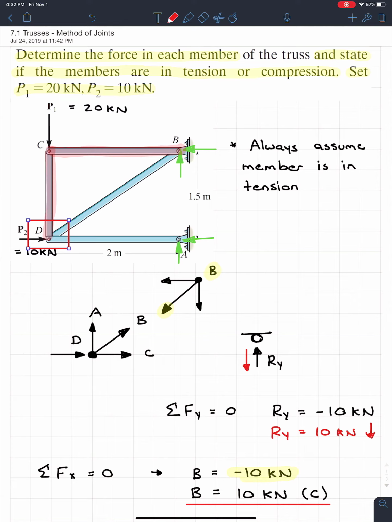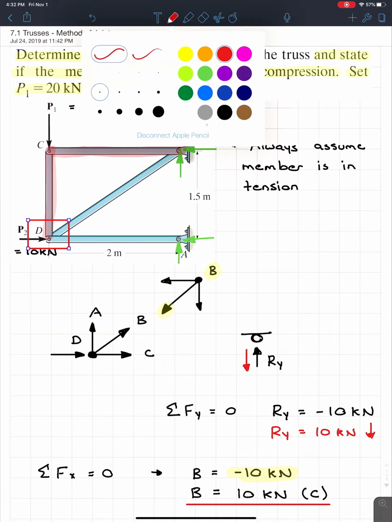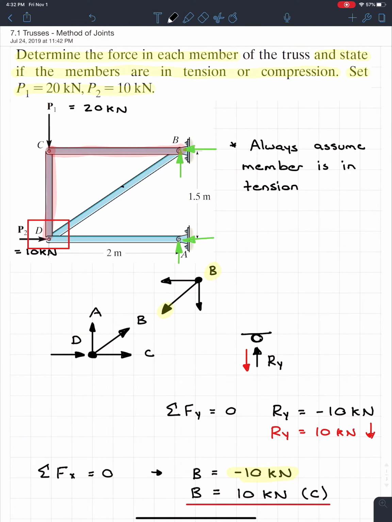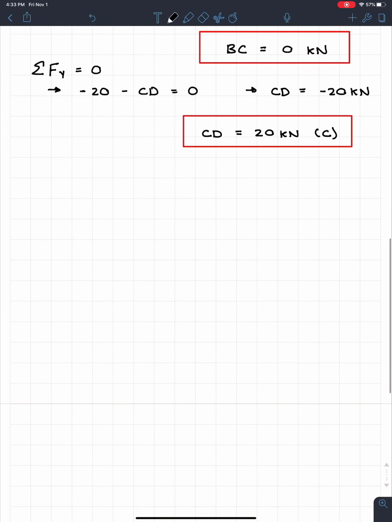Well, P2, we know. But we don't know BD, we don't know AD, and before we didn't know CD. But now we actually know CD. We know it's 20 kilonewtons in compression. So now we only have two unknowns at that joint, so we can solve for this joint. What we're going to do is come down here, and just like before, we're going to do joint D. So we're going to state which joint we're looking at.